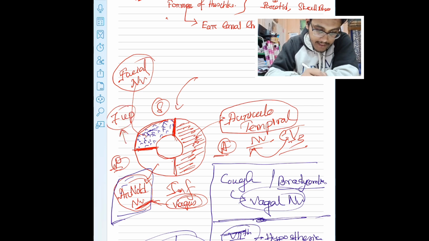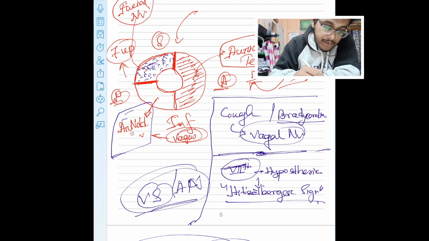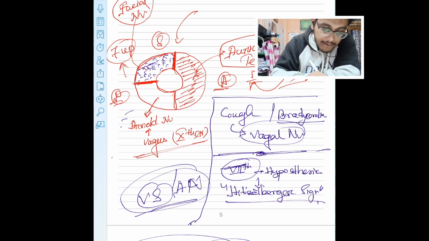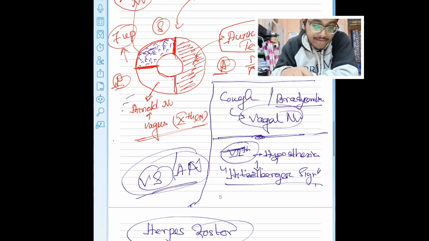Okay, you can remember 7 up. The upper part is supplied by the facial nerve. The lower part is supplied by a branch of the vagus nerve that is known as Arnold nerve. Don't confuse this Arnold with the auriculotemporal. The Arnold nerve is a branch of the vagus nerve, that is the 10th cranial nerve. Fine, this much is clear.